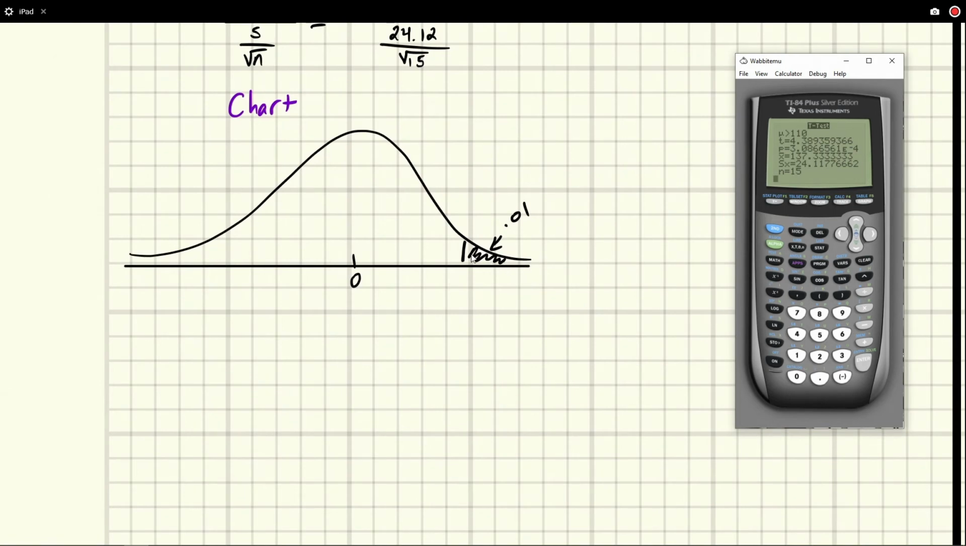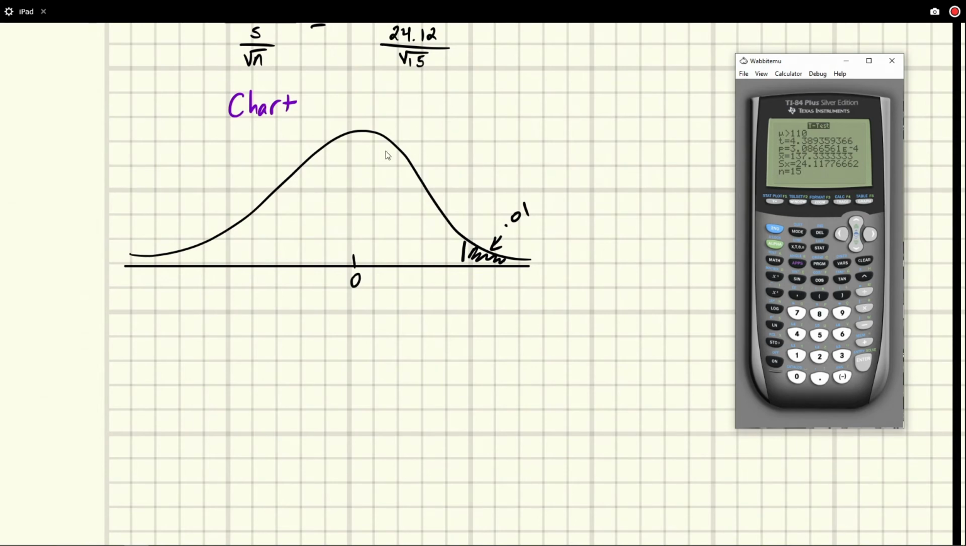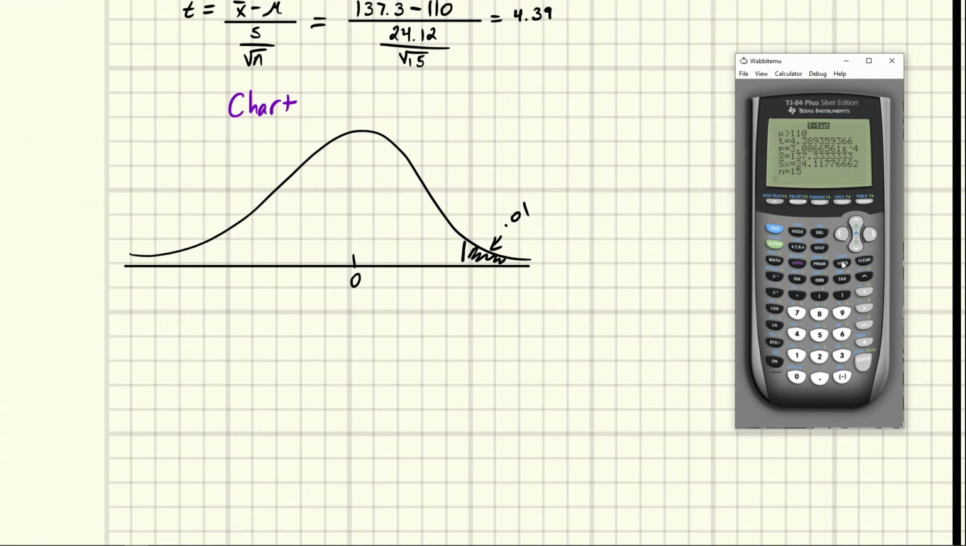There's 2 ways. We could use the chart or the calculator. We'll go ahead and do both. We will start with the calculator. So to do it, this is a distribution, right? A t-distribution. And we want a value on this distribution. So we're going to go to the distribution menu. So we're going to hit second distribution. See how it's here in blue. Then we're going to go down to inverse t.